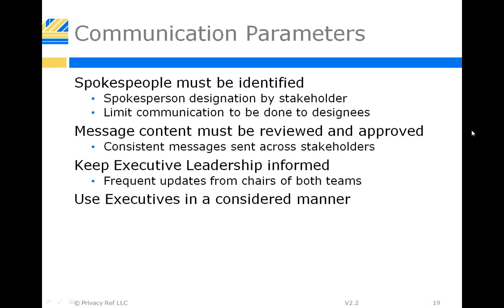The communications plan should identify who the spokespeople are going to be. Particularly, you want to make sure that whoever is designated to talk to a particular set of stakeholders are the only ones that talk to those stakeholders. So if someone from security or loss prevention is responsible for talking to law enforcement, when a query is made from law enforcement to, say, the privacy office or to the legal team, it should be redirected back to security or loss prevention. The team should also review every message that's going out.